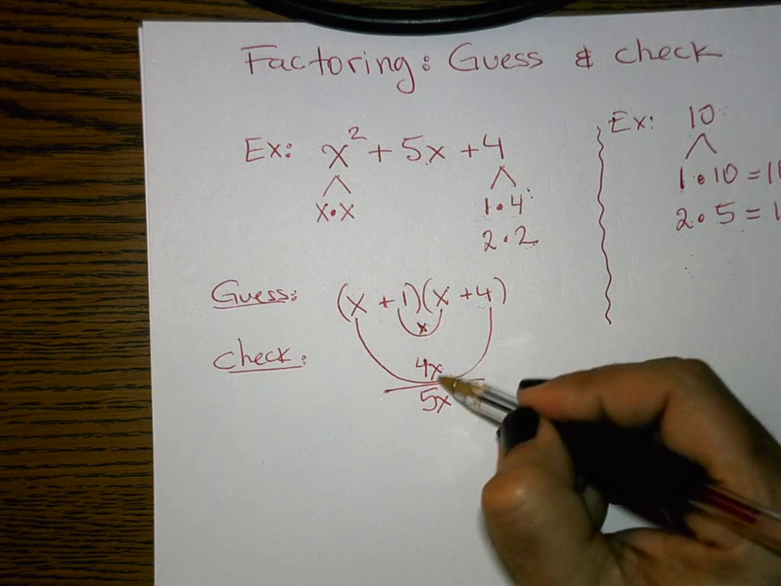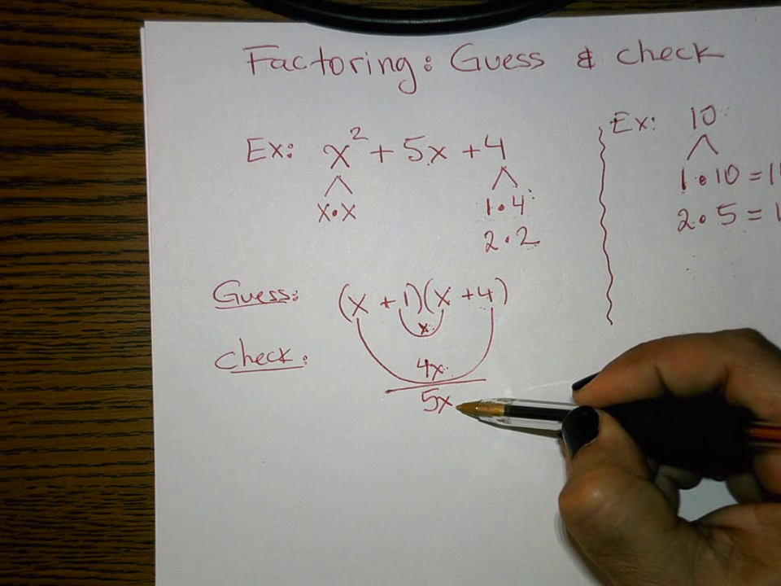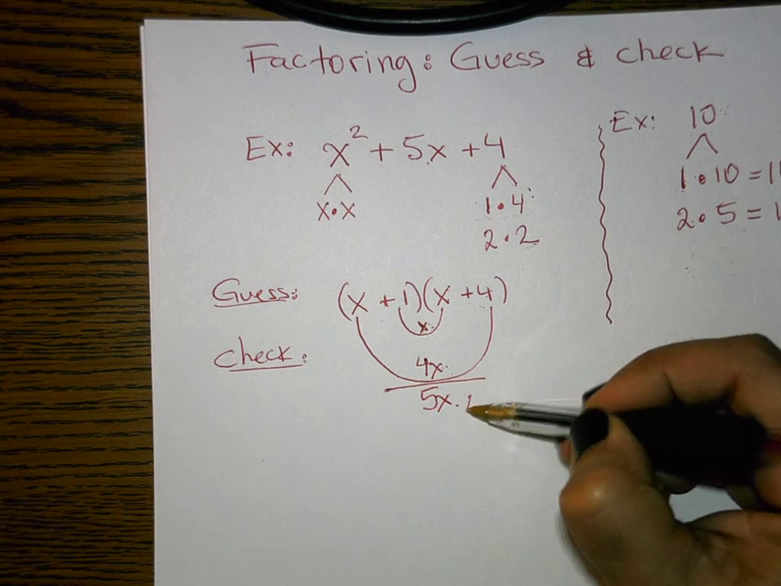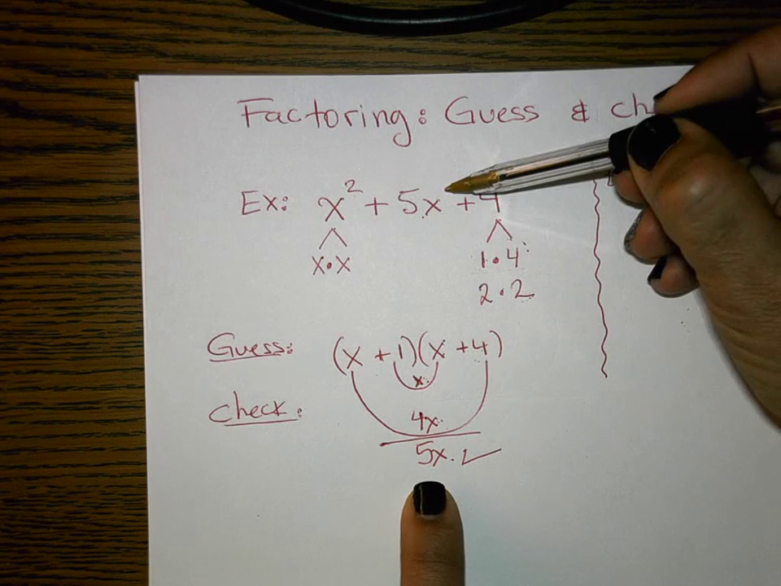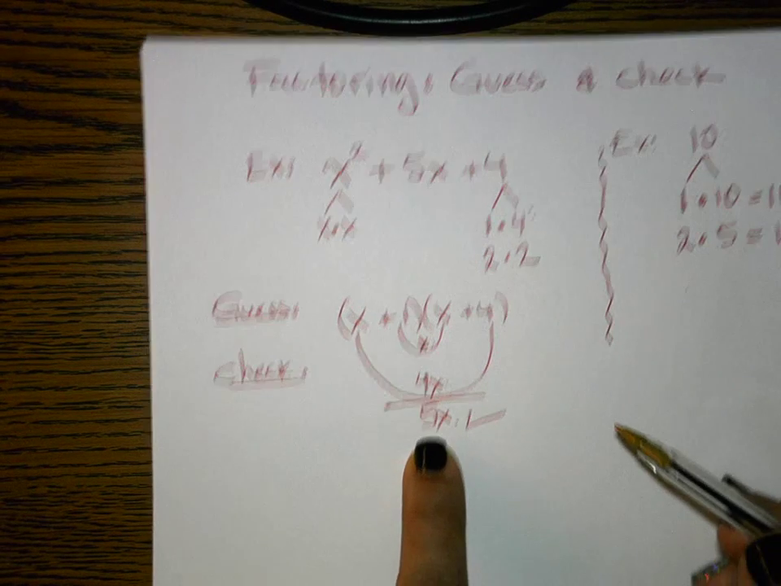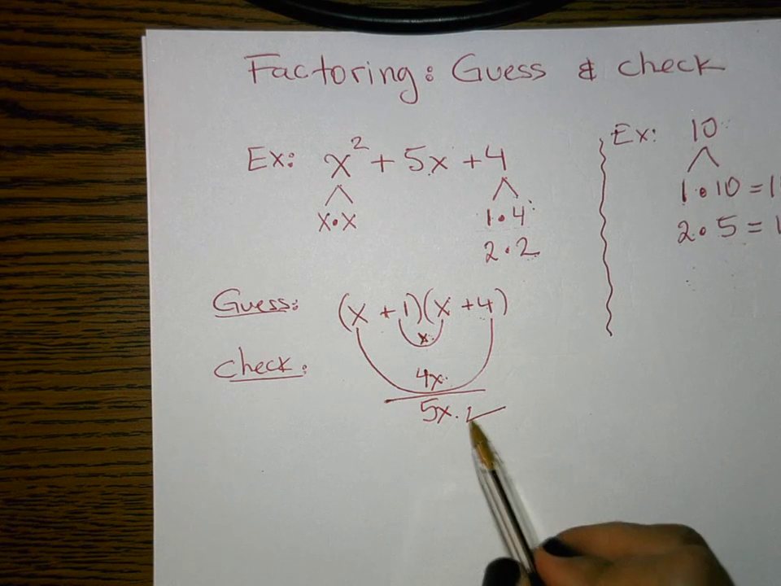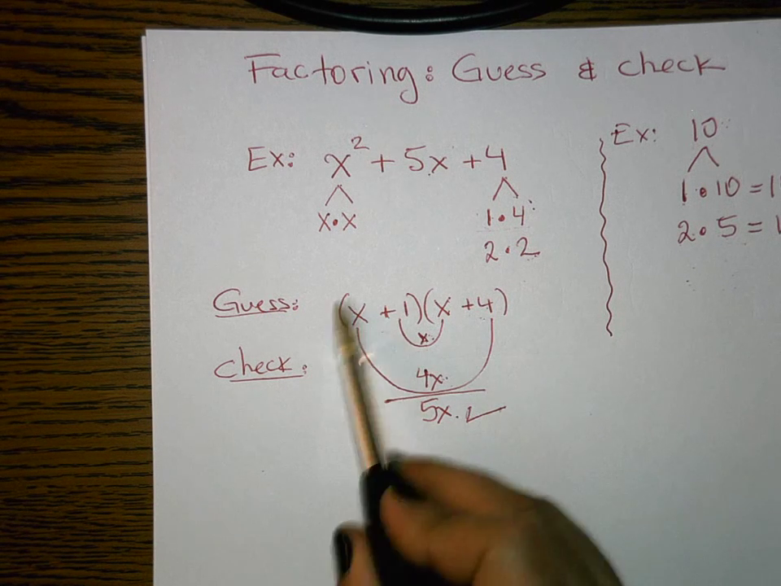Now remember, this part over here is addition. I'm adding x plus 4x, it gives me 5x. And that's perfect because that's exactly what I wanted to appear. It is the middle term of my polynomial. I'm happy. Yay. So that check gives me assurance. I know that these are the correct factors.